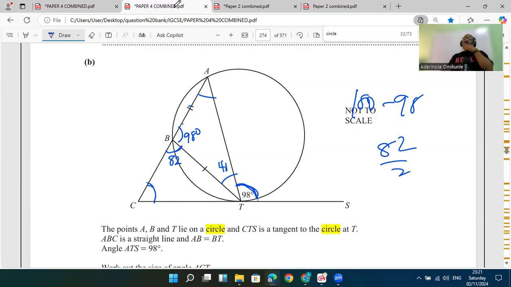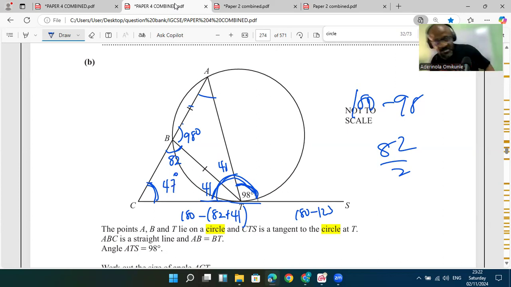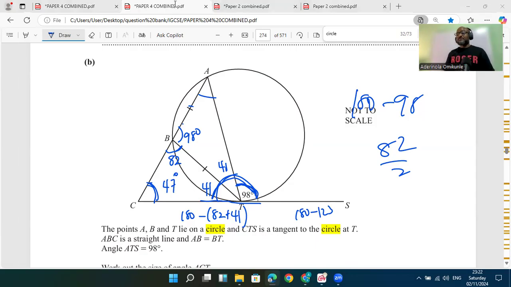Okay, so that means we can now do angles on a straight line to get these remaining parts. So this place will also be 41. Why? Because these three angles must add up to 180. Then we now do angles in a triangle to get this one. That's 180 minus 82 plus 41, which gives us 180 minus 123. That gives you 47 degrees. And that's how you get that. Okay, I must say at this point that when you're doing circle theorems, it's about a lot of practice.